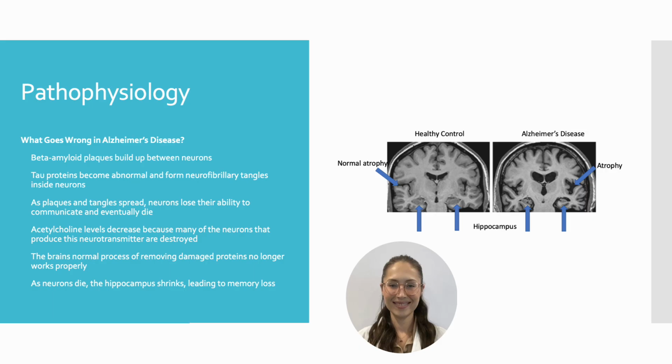Over time, the hippocampus, which is part of the brain responsible for forming new memories, begins to shrink. So the image on the right compares a healthy brain to a brain with Alzheimer's disease. You can see that the Alzheimer's brain has more shrinkage, especially in the hippocampus. These changes lead to memory loss, confusion, difficulty thinking, and making it more difficult to complete everyday tasks.